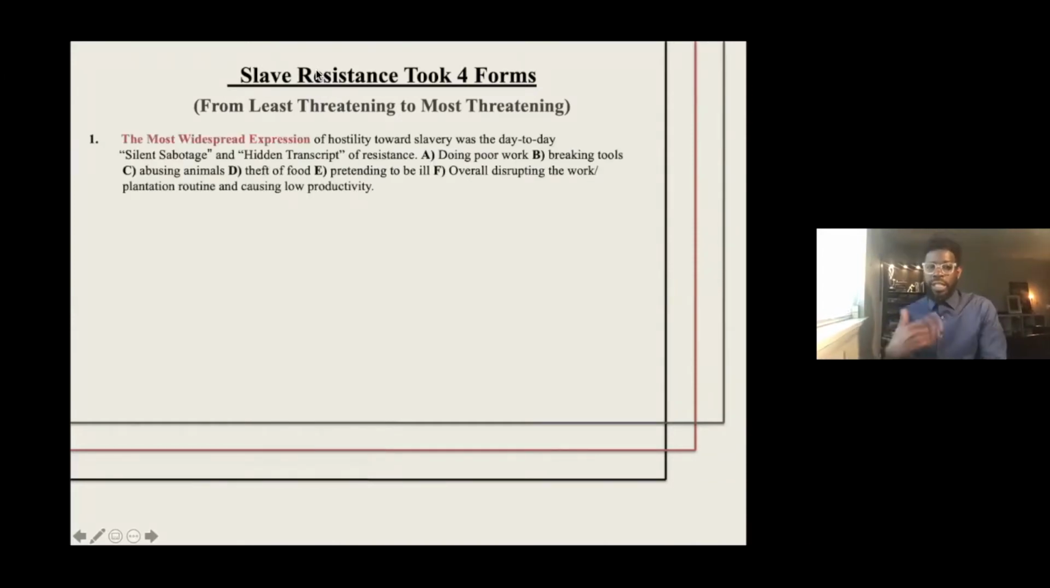The first form of resistance, which was the most widespread and hostile towards slavery, was the day-to-day silent sabotage or hidden transcript of resistance: doing poor work, breaking tools, abusing animals, theft of food, pretending to be ill, overall disrupting the work or plantation routine and causing low productivity. I always tell my students that if you're not doing this at work, you're not working, because if you have ever called out of work and you're not sick, but you really want to go to a concert, or your friends come into a coffee shop, you work at the coffee shop and you slip them an extra coffee, or you work at Dunkin' Donuts, or you take pizza home at night, this is the hidden transcript of resistance, right?